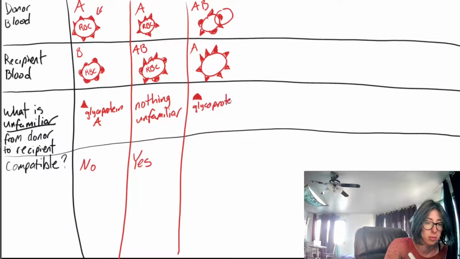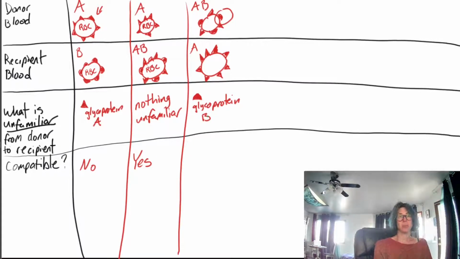Glycoprotein B is unfamiliar. You have something unfamiliar in the donor's blood. Is it compatible? No. The recipient's immune system is going to attack the donor's blood because of the B glycoprotein. Presence of a familiar A glycoprotein is not going to fix that. The immune system programming is fairly simple. Anything that has not been seen before will be attacked. It doesn't matter if it's in conjunction with something familiar.